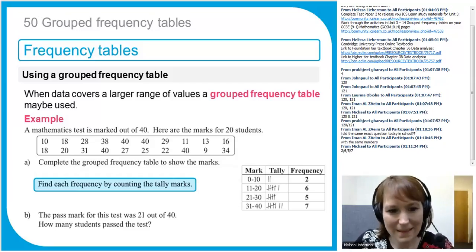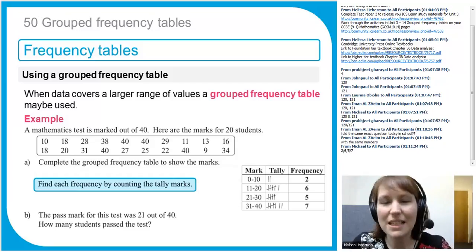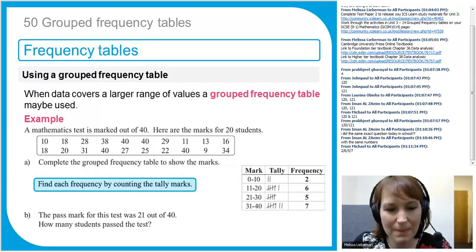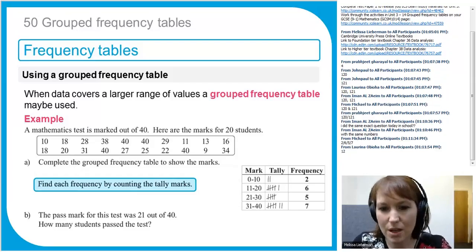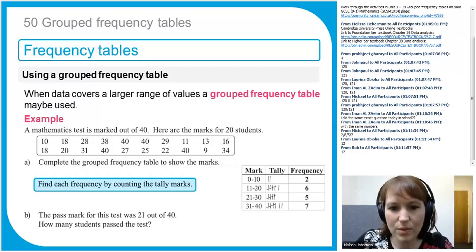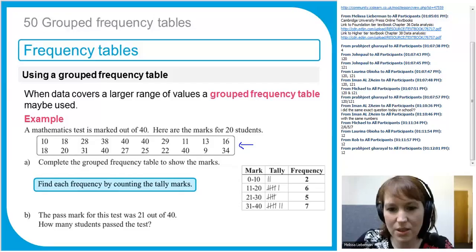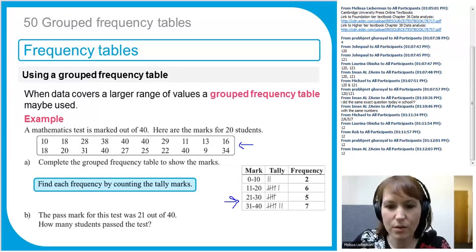Part B says, the pass mark for this test was 21 out of 40. How many students passed the test? So we look at our numbers. We don't need to use the ones in this section anymore. We can just look at them here. So now that they've been processed, it's a little bit quicker to go through and work out the answer that we need. And what we need is everyone who is in these two categories here. So everyone that scored between 21 and 40 will be the sum of these two numbers here.